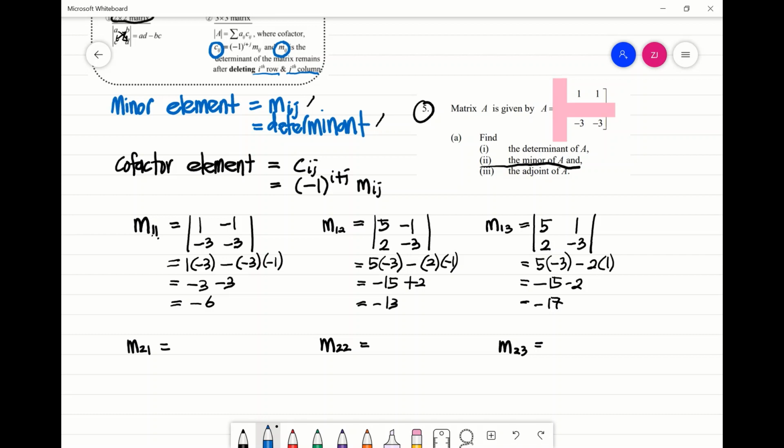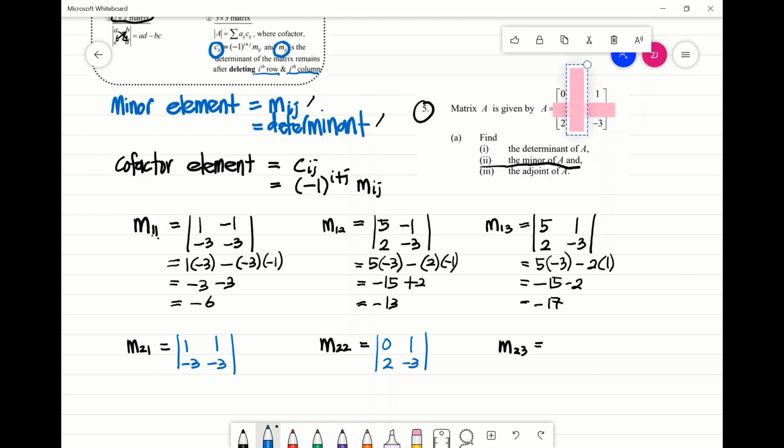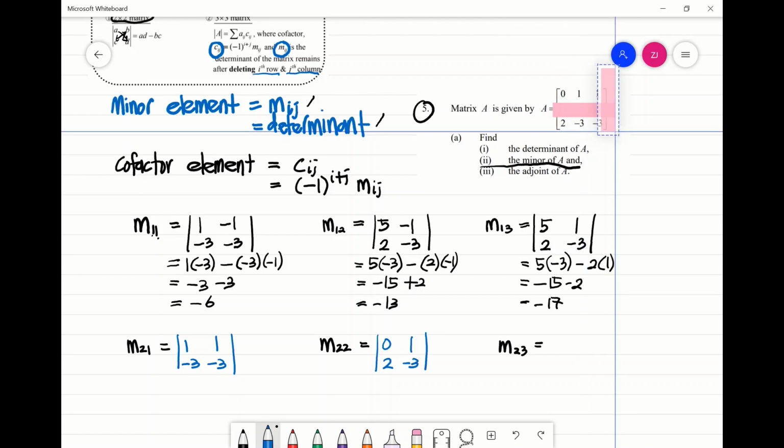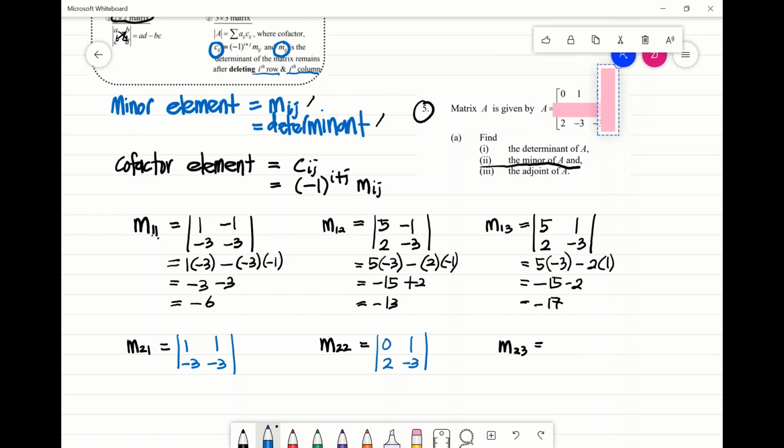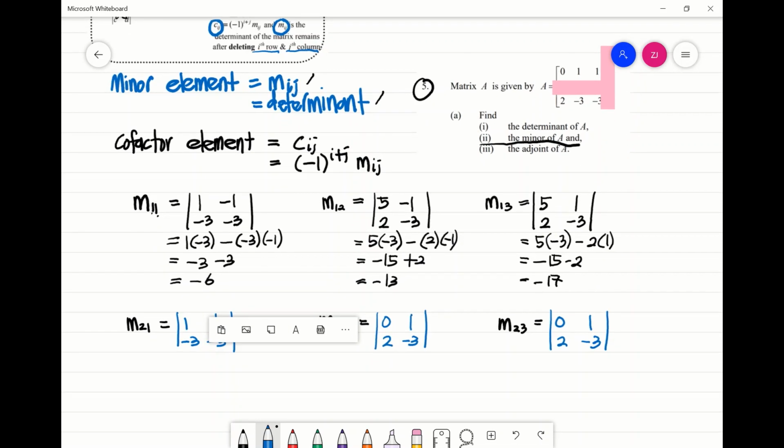We have 1, 1, -3, -3. Then we close the second column, so the elements that remain are 0, 1, 2, -3. And here we close the third column, so we will see 0, 1, 2, -3. Then we find the values by finding the determinants.